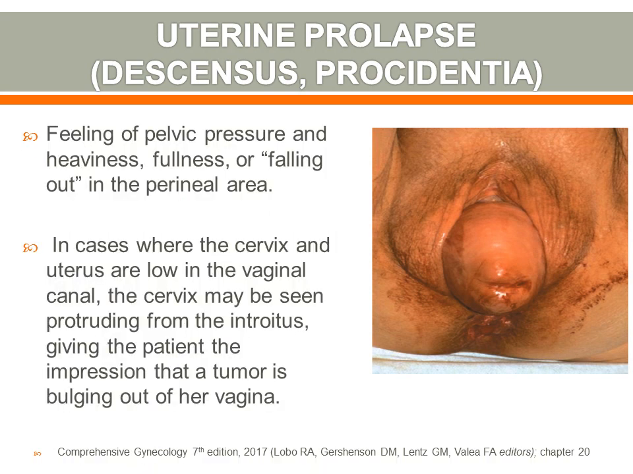For the symptoms of procidentia, usually patients have a feeling of pelvic pressure and heaviness, or a feeling of fullness or falling out in the perineal area. In cases where the cervix and the uterus are low in the vaginal canal, the cervix may be seen protruding from the introitus, giving the patient the impression that a tumor is bulging out of her vagina.